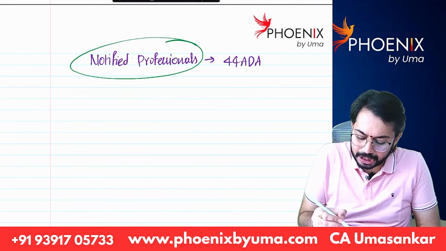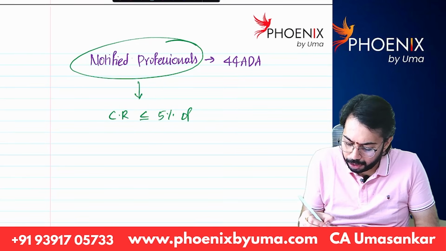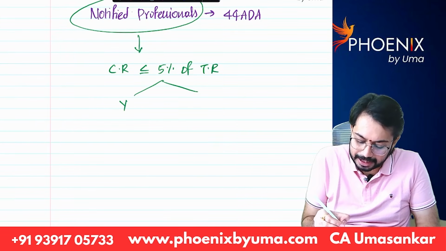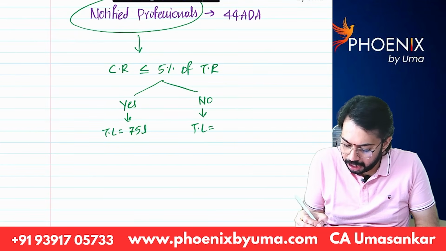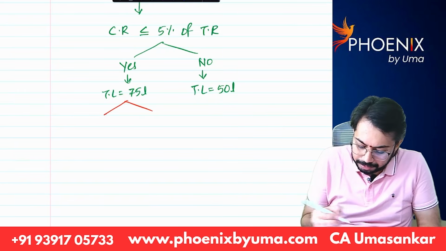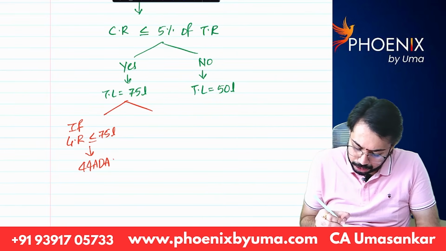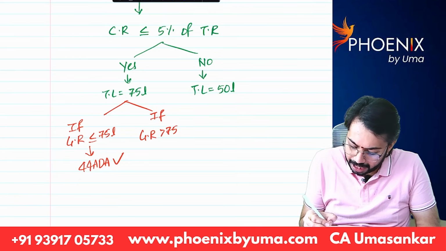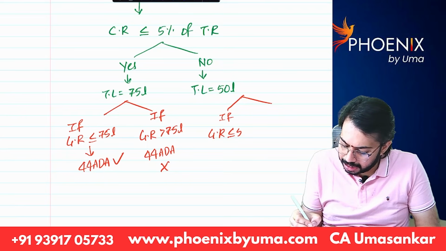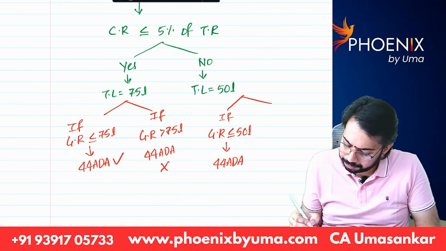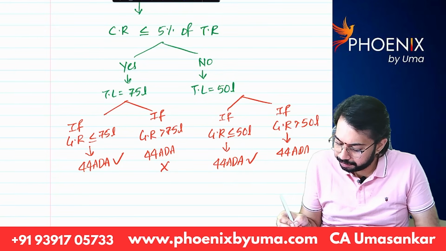So, if any notified professional comes, you have to ask him one question. Sir, in your business, whether cash receipts are less than or equal to 5% of total receipts? If the answer is yes, then the threshold limit is 75 lakhs. If the answer is no, then the threshold limit is 50 lakhs. That means if gross receipts are less than or equal to 75 lakhs, then 44ADA can be chosen. If gross receipts are more than 75 lakhs, then 44ADA cannot be chosen. Here, if gross receipts are less than or equal to 50 lakhs, 44ADA can be chosen. Here, if gross receipts are more than 50 lakhs, 44ADA cannot be chosen. Did you understand?